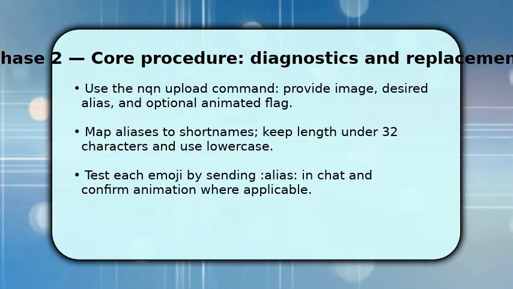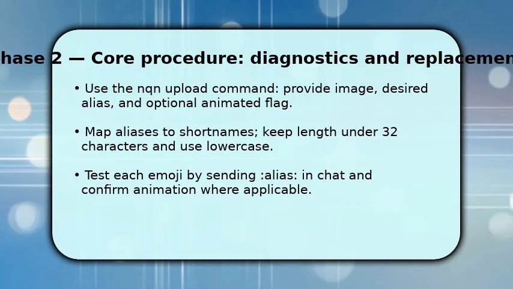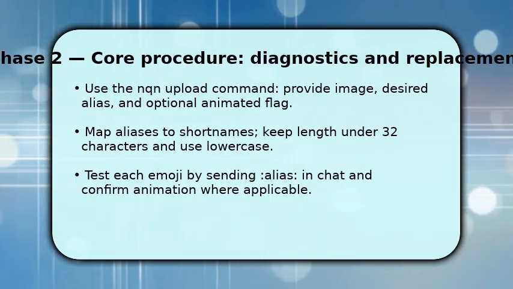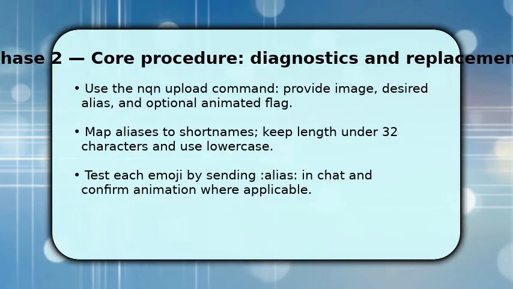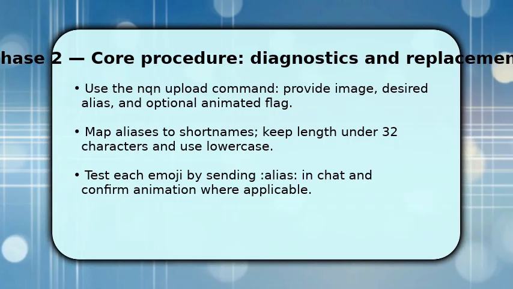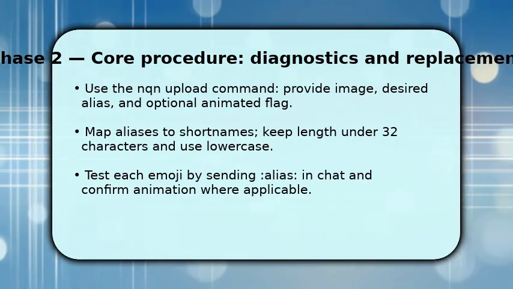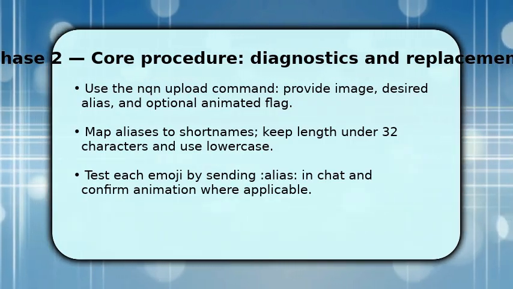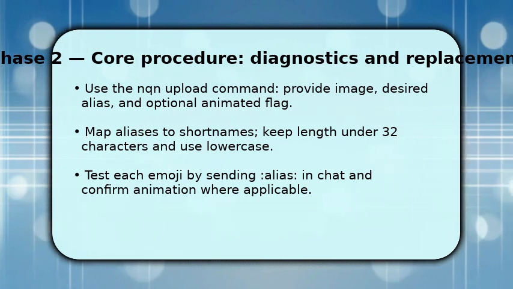it's a GIF. Once uploaded, map aliases to readable short names, keeping them under 32 characters, and lowercase prevents conflicts. After each upload, test by typing :alias in chat. This verifies the emoji renders and animates when expected. If multiple uploads are queued, paste them so Discord rate limits don't block you, and watch for.